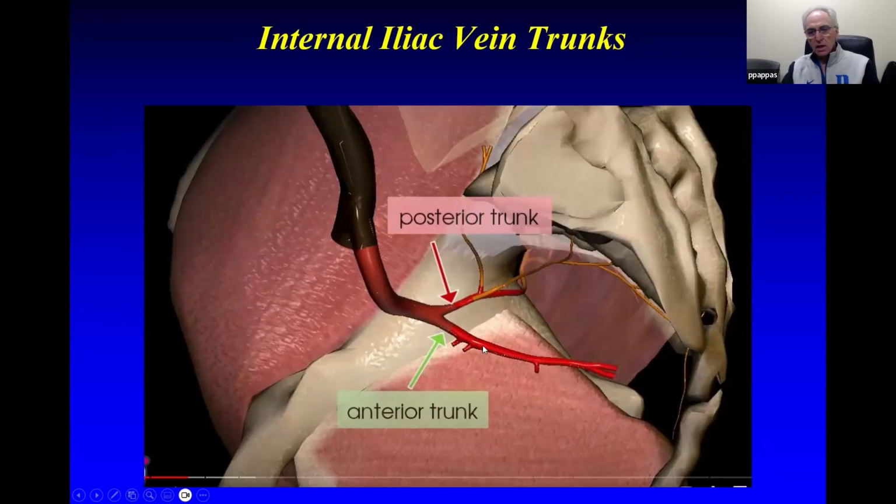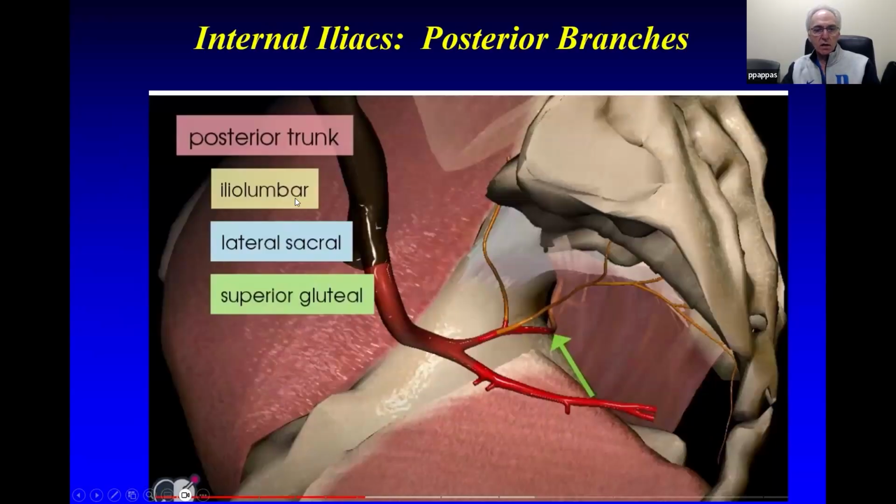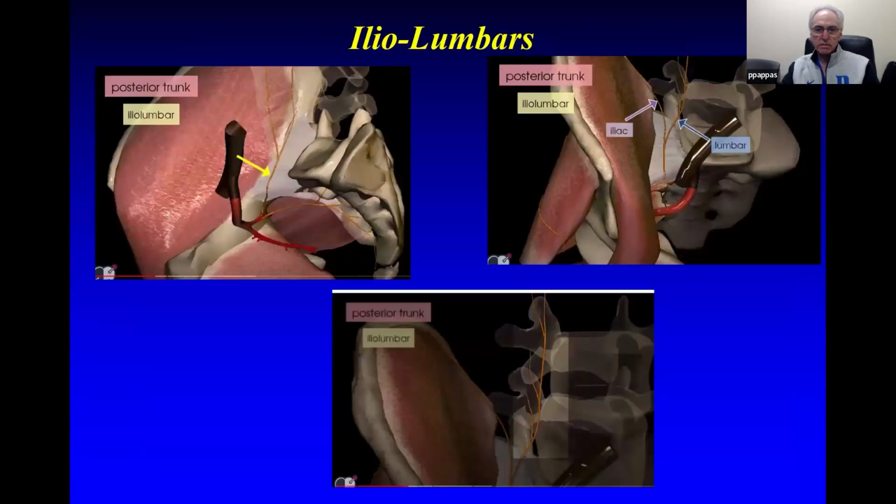The vast majority of the branches of the internal iliac vein come off of the anterior trunk. There are only 3 branches on the posterior trunk, but they're important branches. They are your iliolumbar, lateral sacral, but the most important one is the superior gluteal branch. And right here, this muscle is your piriformis muscle. This is a very important muscle because it can cause sciatic pain, but it'll also give you a clue as to which veins are involved when you see varicose veins in the buttock region.